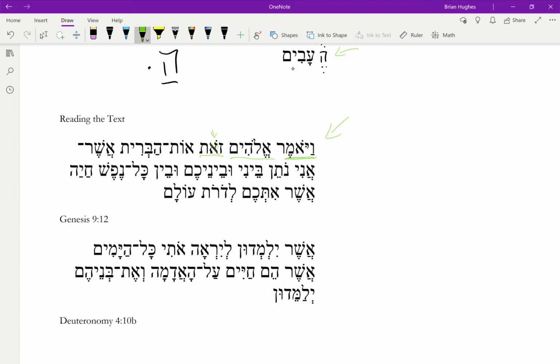It likes to act as if it's not really there. It quiesces, and so it doesn't have a vowel attached to it. It just is kind of holding this vowel for the zayin. So zot. Ot haberit.